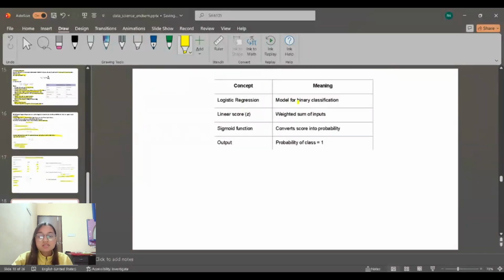Here is the concept meaning table. Logistic regression: a model for binary classification. Linear score z is the weighted sum of inputs. The sigmoid function converts the score into a probability. Output: the probability of class equal to 1.